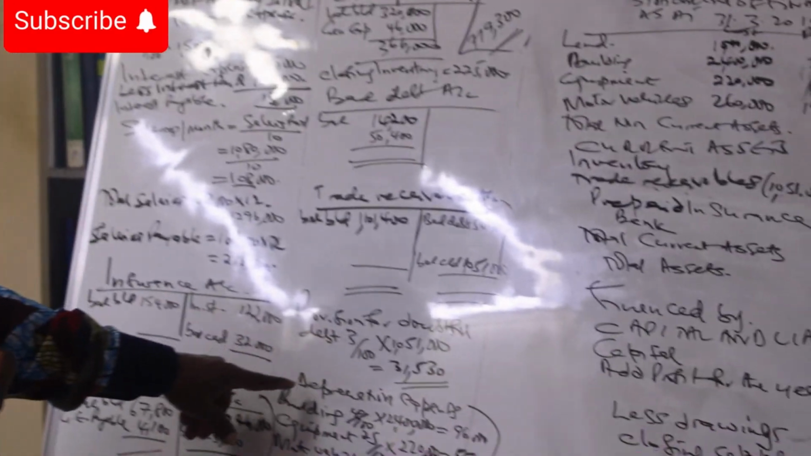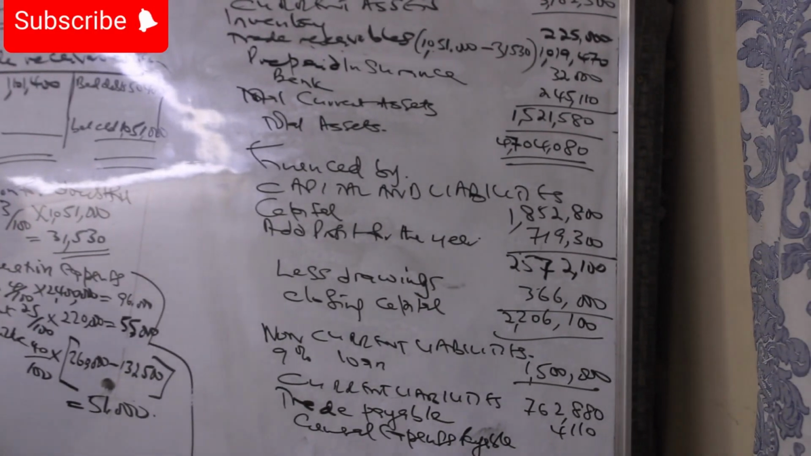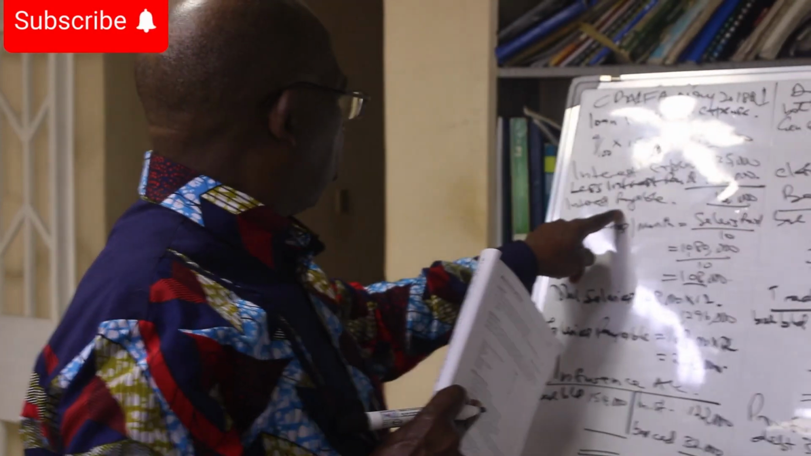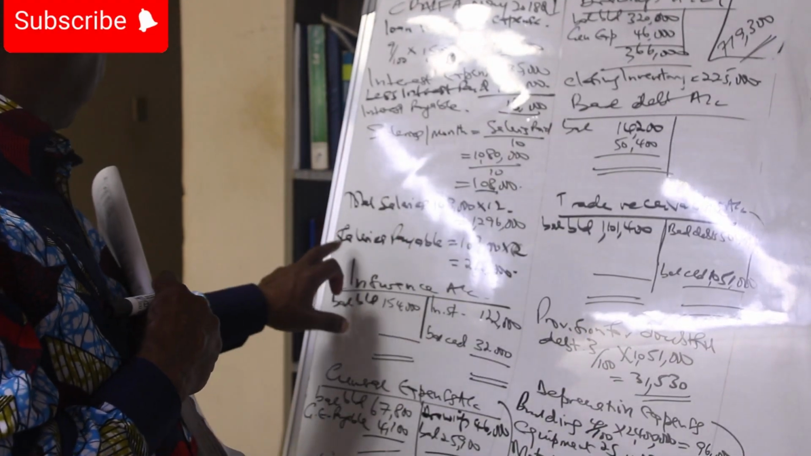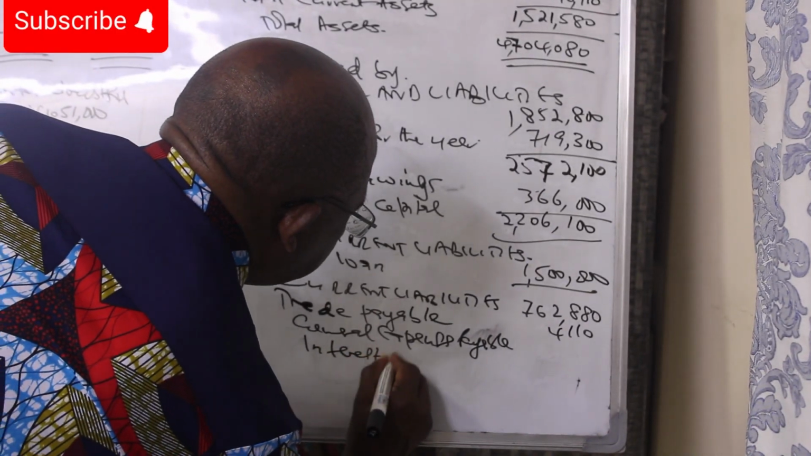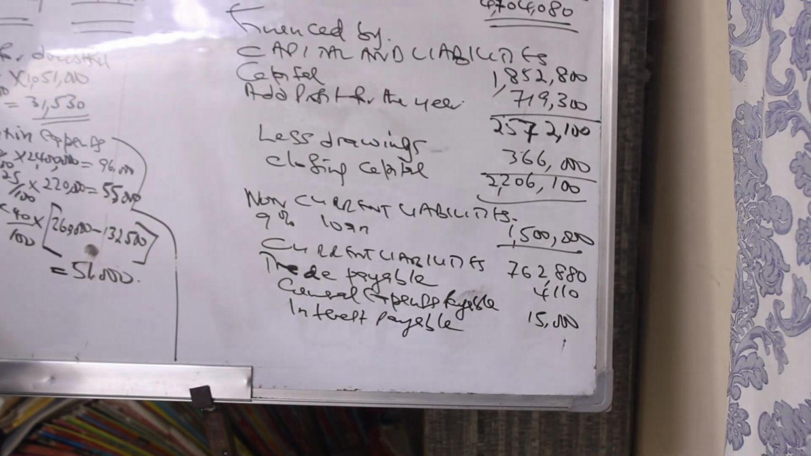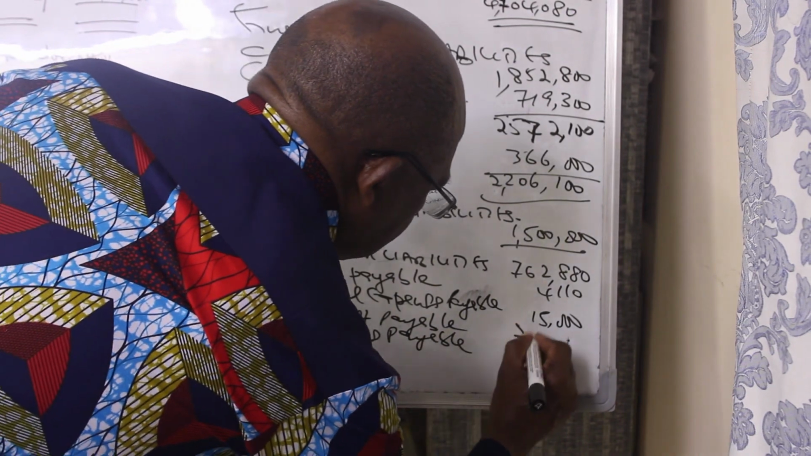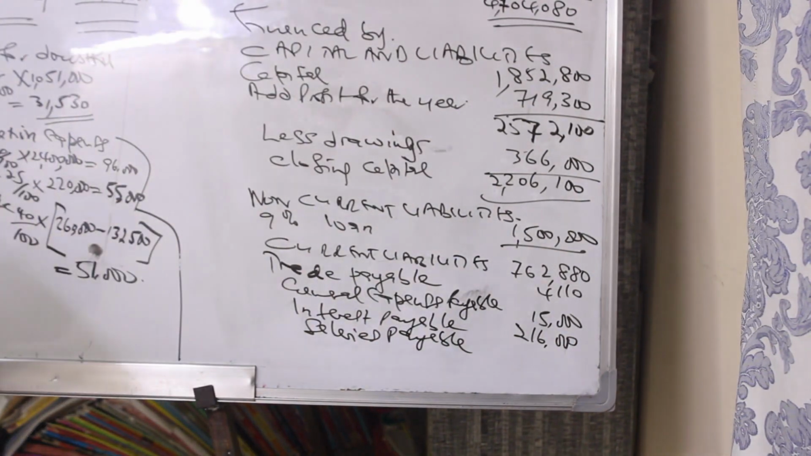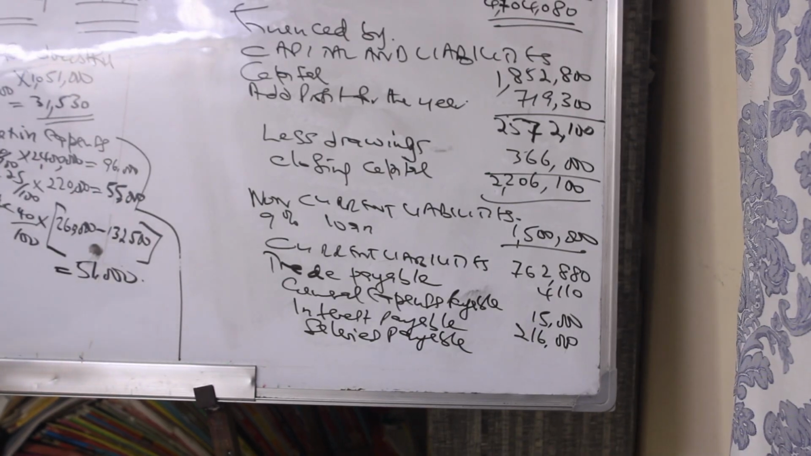Drawings, trade receivable, profit, depreciation. Then we look at the trial balance and we check whether there are any other payables. We actually had this one, interest payable of 15,000, and we also have salaries payable of 216,000. We check whether there are any other current liabilities in the trial balance which are payable, and I don't get any.